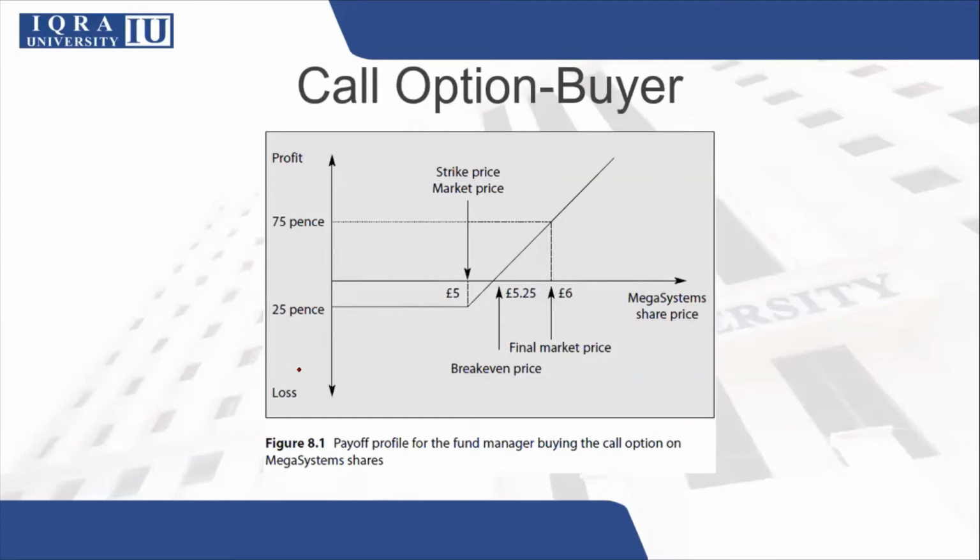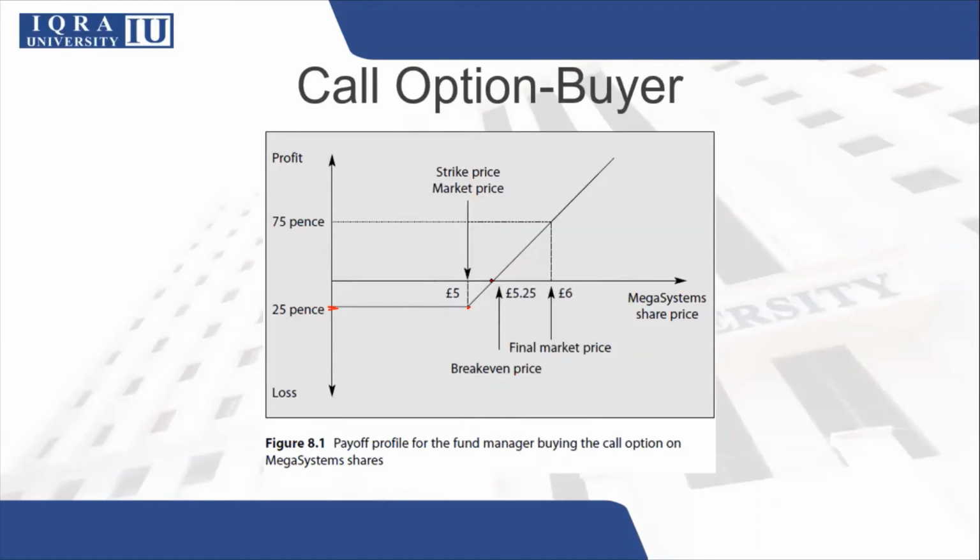So now let's look at its diagram to understand this even more. This is the payoff profile for the fund manager buying the call option on Mega System shares. So this was the premium, remember, 25 pence on one share. And this is the strike price or the market price, pound 5.